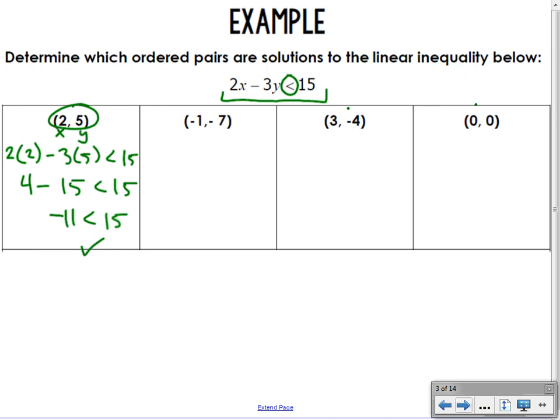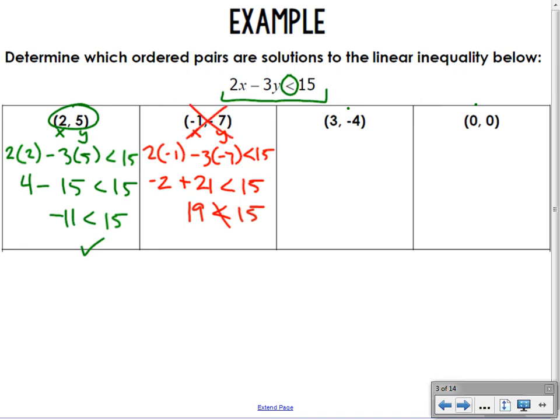So that's what we're doing for each of these points here. So let's check the next one. Here's x and y. We plug them in. 2 times negative 1 minus 3 times negative 7, checking to see if that's less than 15. So we get negative 2 plus 21. Well, negative 2 plus 21 is 19. 19 is not less than 15. Okay, this is not true. So that means this is not a solution to that inequality.